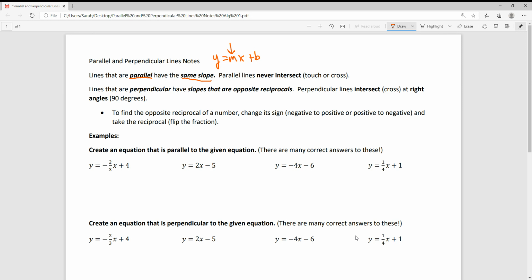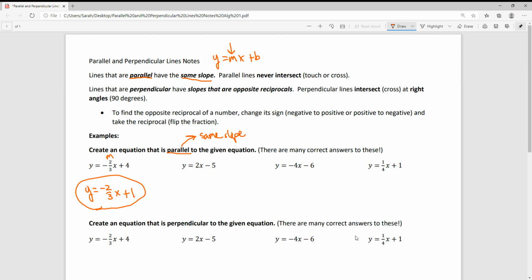So taking a jump ahead to some examples here, we've been given several y equals mx plus b equations. They want us to write an equation that is parallel to the given equation. That just means the new equation we write has to have the same slope. So for instance, this first one here, I have y equals negative 2/3 x plus 4. Negative 2/3 is my m, or my slope. So my new equation needs to also look like y equals negative 2/3 x. And then I can pick any other number other than plus 4, and I'll get an equation that's parallel. So for instance, y equals negative 2/3 x plus 1, that equation would be parallel to the one we started with.